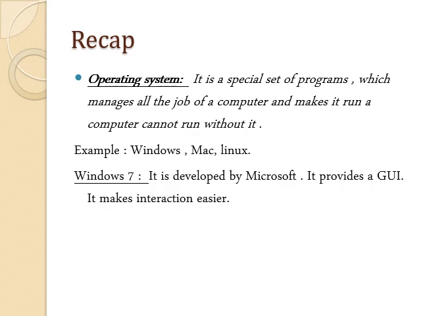In our previous year, we have already learnt about operating system and Windows 7. Let's have a quick recap. What is operating system? Operating system is a special set of programs which manages all the jobs of a computer and makes it run. A computer cannot run without an operating system. And Windows 7 is developed by Microsoft. It provides GUI, that is a graphical user interface. It makes interaction easier with the help of various buttons and icons.